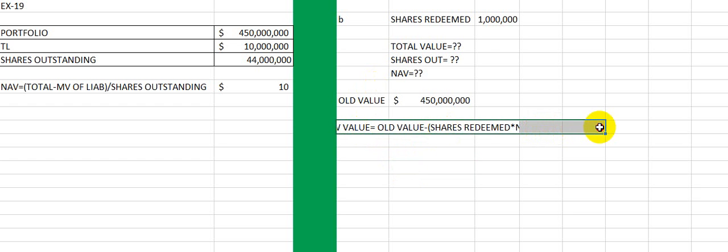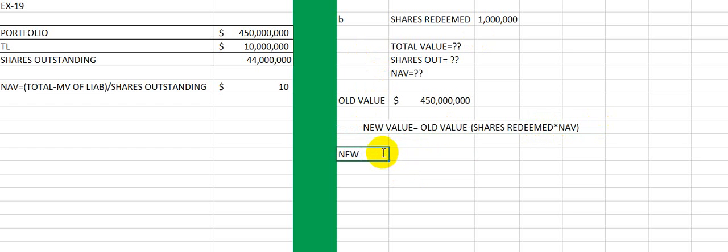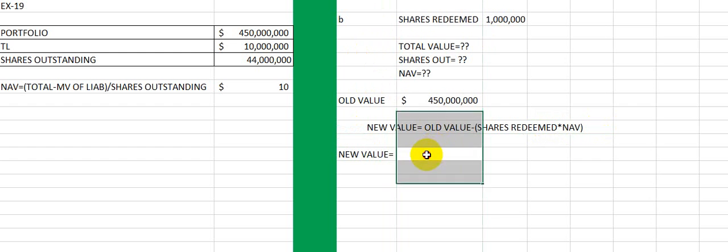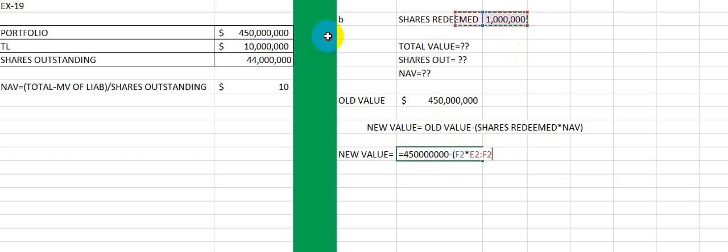Okay. Now the new value will be equal to 450 million minus shares redeemed, which were 1 million shares, times the net asset value, which was $10 per share. So the new value for the firm will be $440 million. So let's highlight this with the yellow.